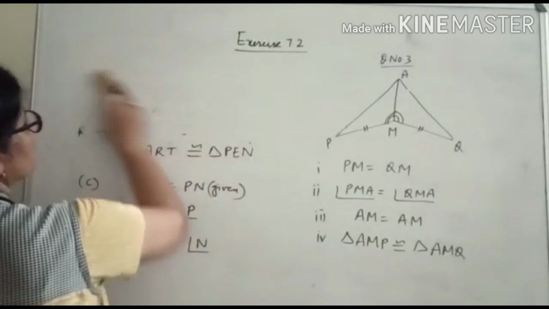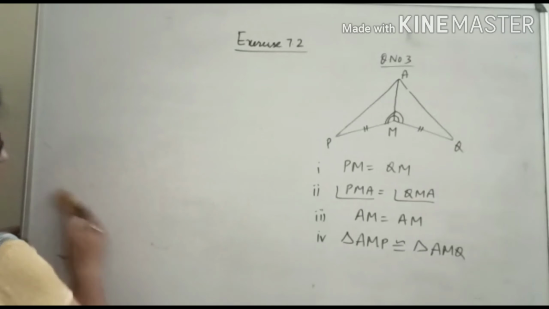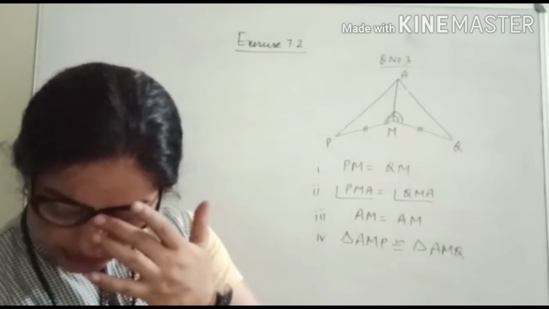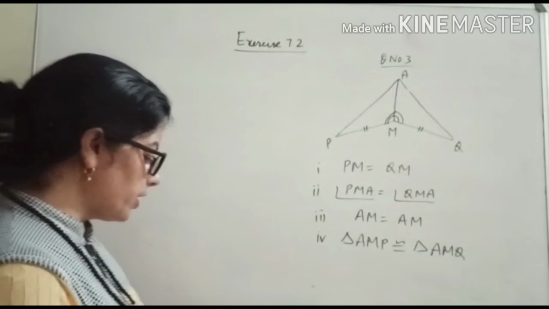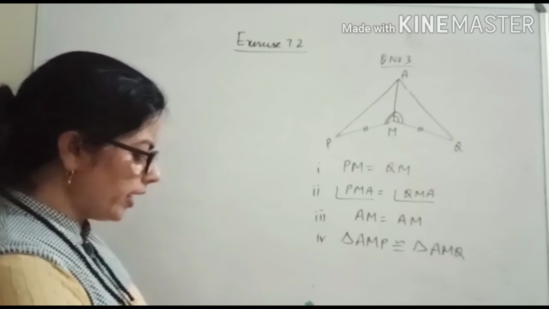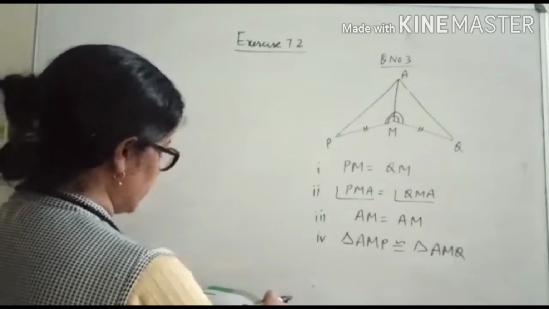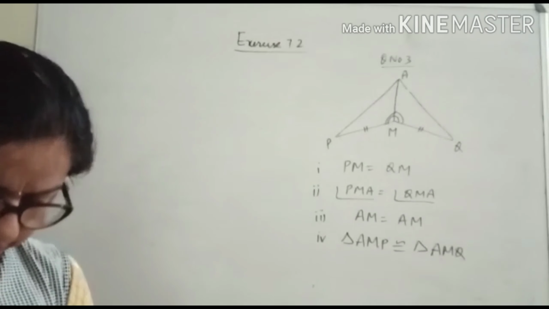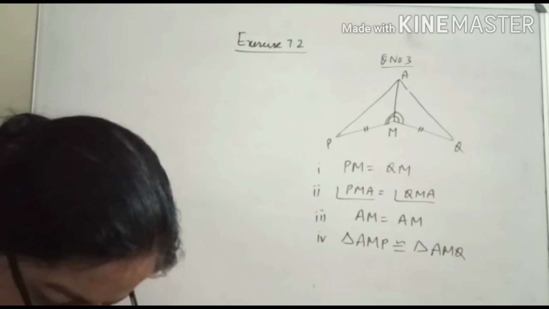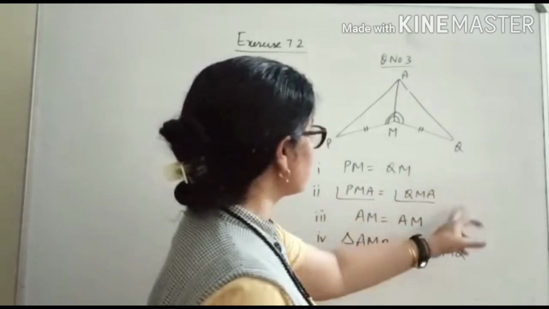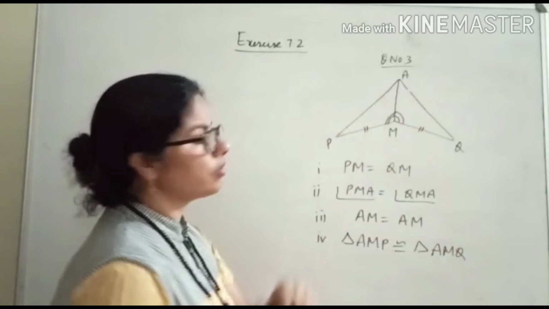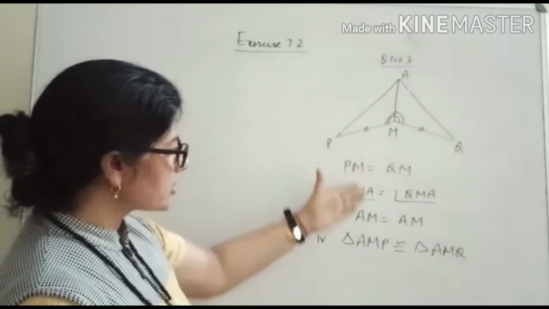Now let us do question number 3. In question number 3 he is saying that in this figure you have to show that triangle AMP is congruent to triangle AMQ. Then these steps are there. But what is the reason? We want to show these triangles are congruent. And these are the steps.